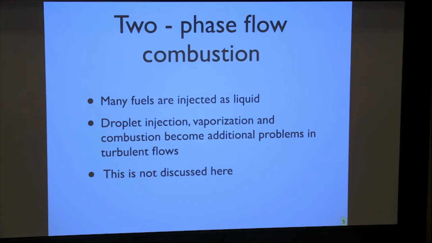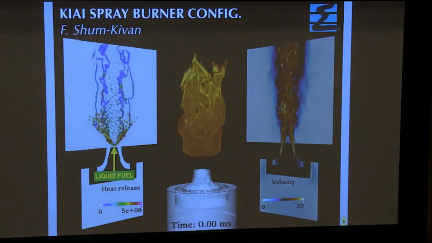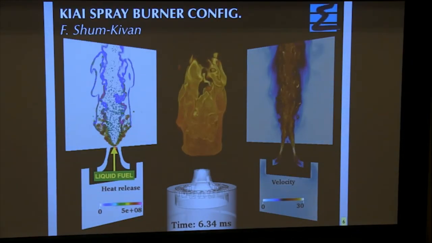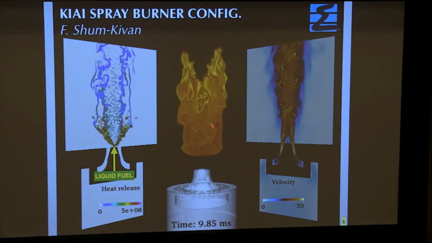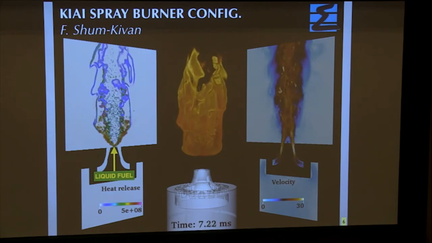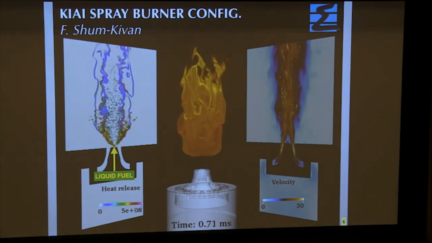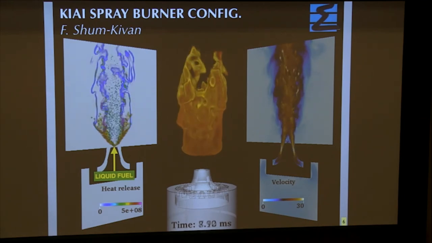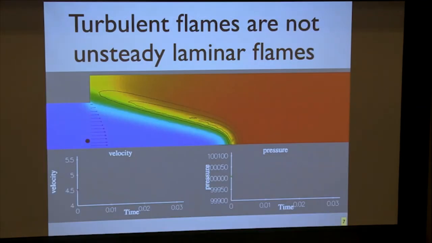Just a comment here. I'm talking only about gaseous combustion. If you were to do two-phase flames, like, for example, this is an example of turbulent combustion with liquid injection. You can see the droplets here. You can see the temperature, the velocity. It's a different game in itself that we didn't touch. But you cannot do two-phase flames if you don't understand gaseous turbulent combustion first. I mean, it's not going to work.